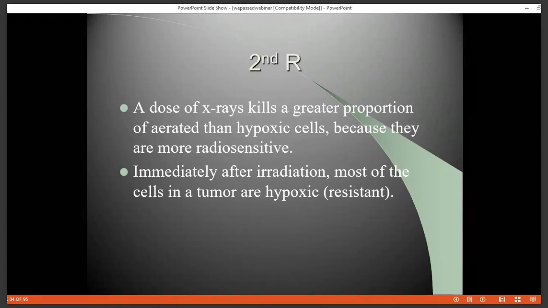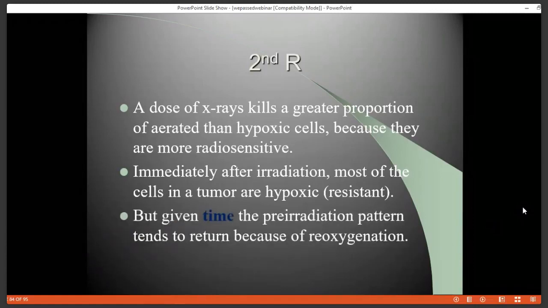So immediately after radiation, we killed those that are in the M phase from the first R. And this particular R kills those group 1 cells, those that are directly surrounding the vessels in the tumor that are most well aerated. Okay, so again we were left with that scenario where after today's treatment, we've left a tumor behind that's mostly hypoxic.